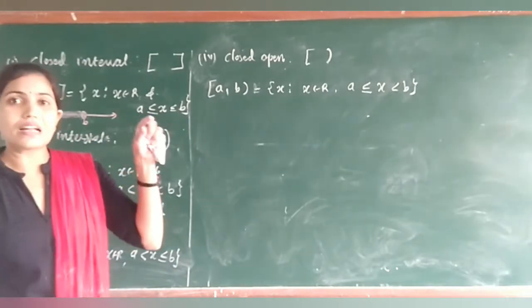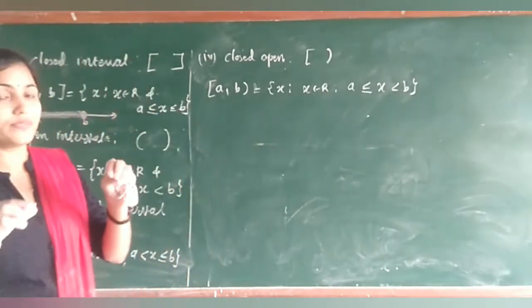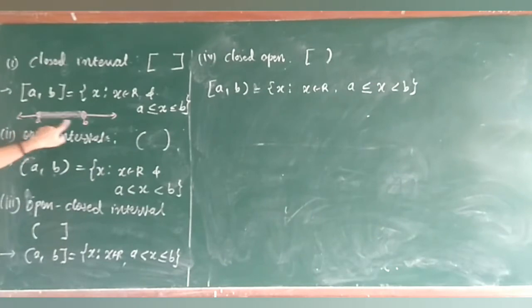A and B have to be made dark. Dark means they are included. Understood students? So here A and B, and then highlight the middle line. So this is the closed interval.